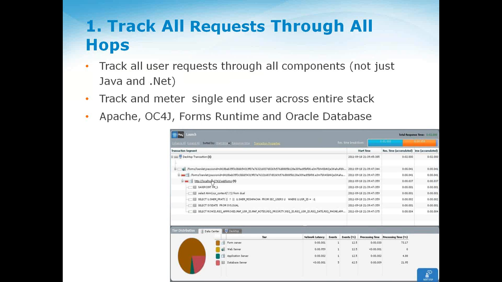And users, people trying to manage these things, need a way to watch how your user requests are going through all the components, and to understand how transactions are going on an end-to-end basis across the entire stack, not just at any specific component. And that goes across all the different technologies that you may be running, whether it's Apache or Oracle Forms runtime or an Oracle database. You need the ability to watch these user requests so you can identify potential or existing problems.